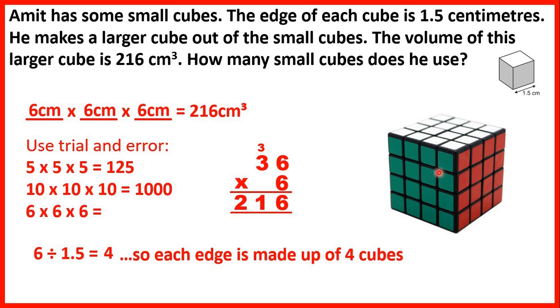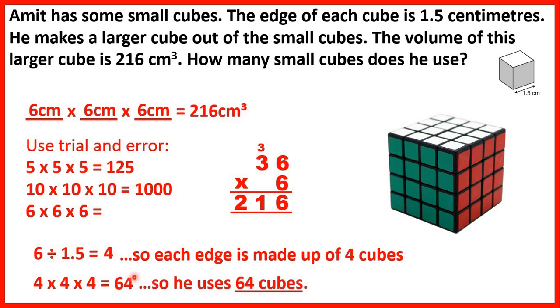So how many small cubes are in this cube here? Well, to work that out, we need to multiply 4 by 4 by 4. 4 times 4 is 16, times 4 is 64. So he uses 64 cubes.